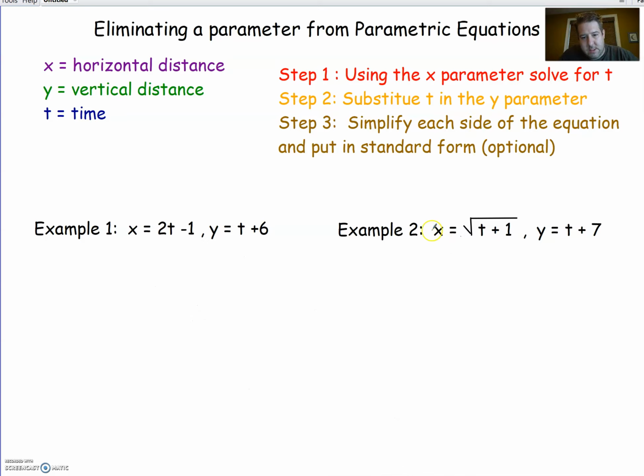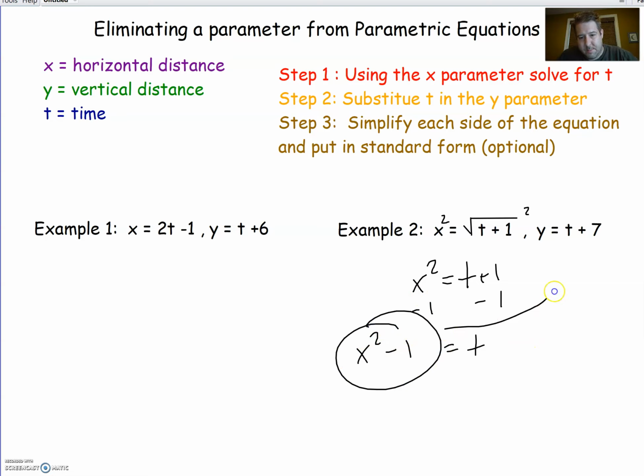So this time I have a square root, so I'm going to solve for t. The first thing I'm going to do is square both sides. So that gives me x squared equals t plus 1, and then subtract 1 from both sides so that t equals x squared minus 1. Now I'm going to take this, I'm going to plug it in right there. So that y equals x squared minus 1 plus 7.